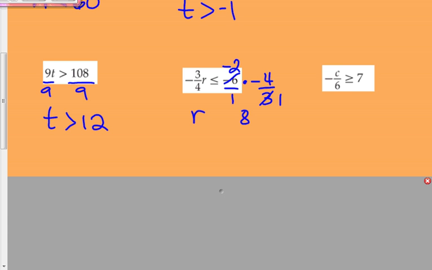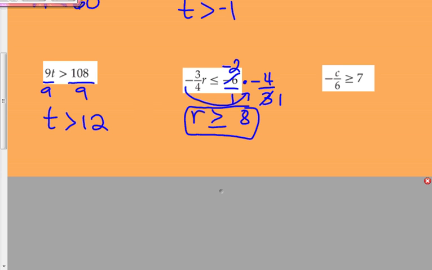R comes down. But since I brought a negative, this negative came over here, this sign will flip around. Always flip your sign if you're moving a negative across. And then there's our answer. R is greater than or equal to a +8. You can always check these.